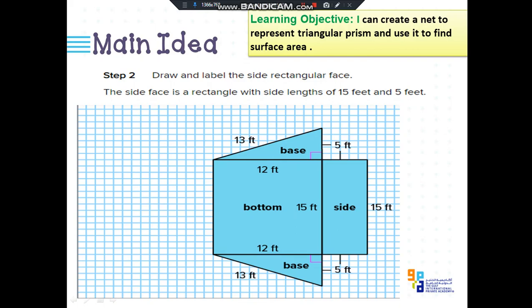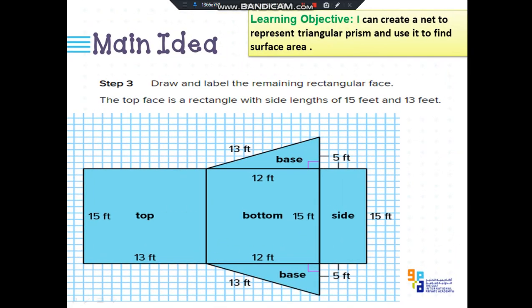Okay, let's go to step number 3. This is the final shape after you compose the rectangular prism. As you can see here, the side and the top and the bottom, and the base here and the base here. Okay, so I make a net to represent the triangular prism, so that here I can find the surface area.